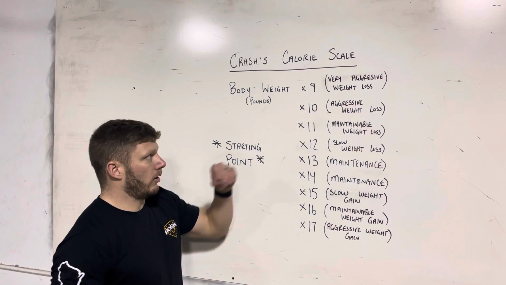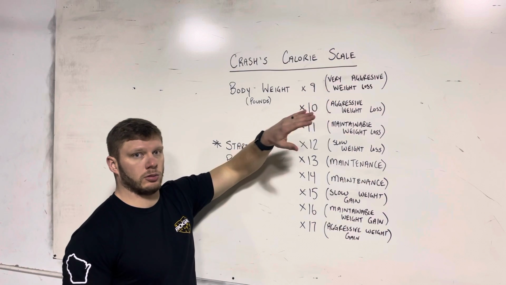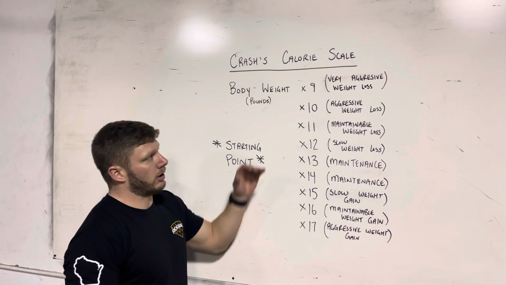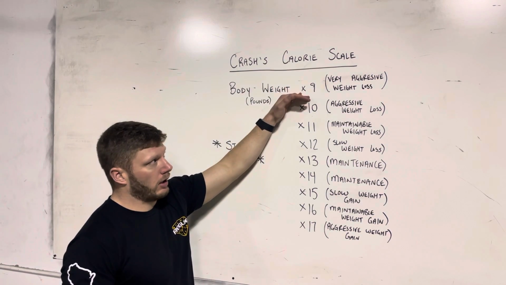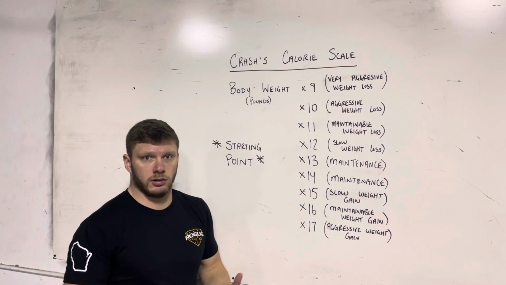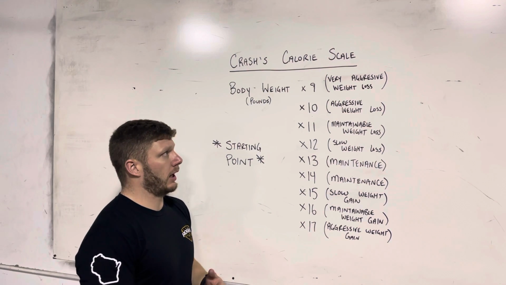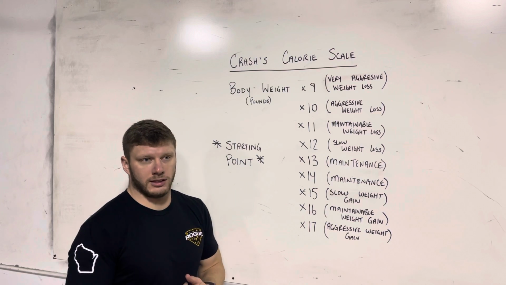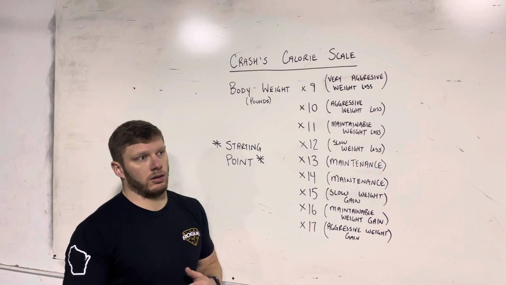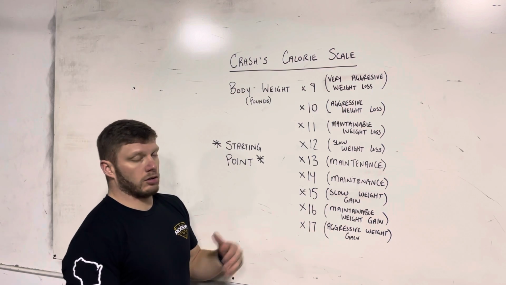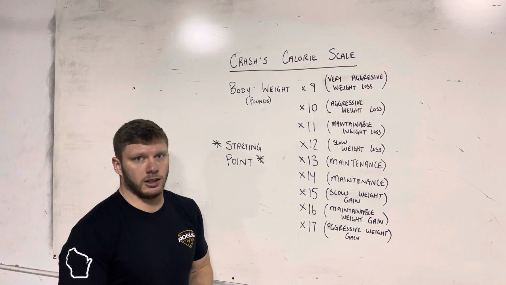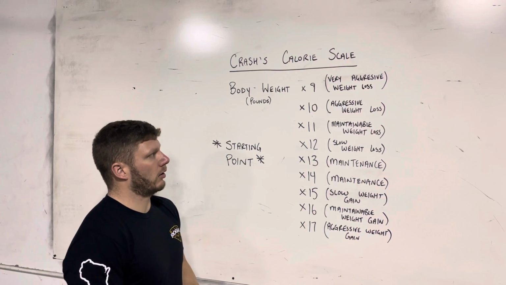I'll start from the top, but you basically choose what category you want to be in, and they're each a little different. If you multiply your weight by 9, I put that in the very aggressive weight loss category. You're going to lose weight, probably no doubt in that category, but it's really aggressive and it's going to be difficult. It may not be easy to maintain long term. You can go there, but just know that it's not going to be easy. You're probably going to feel pretty hungry in that range.